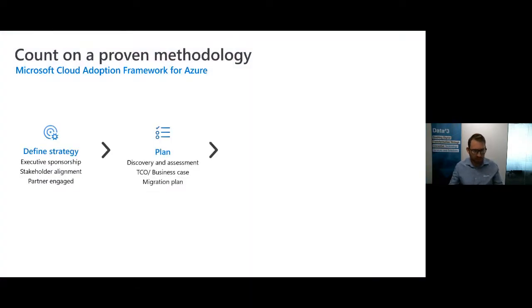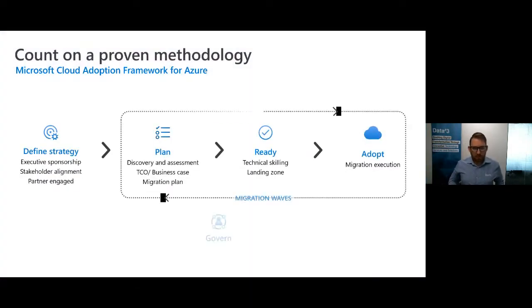So what we'll do now is dive a little deeper into how we get started with migration, taking our workloads into Azure. All right, so Microsoft have developed a framework to help customers get into Azure, called the Cloud Adoption Framework for Azure. This is what we have here on the screen.